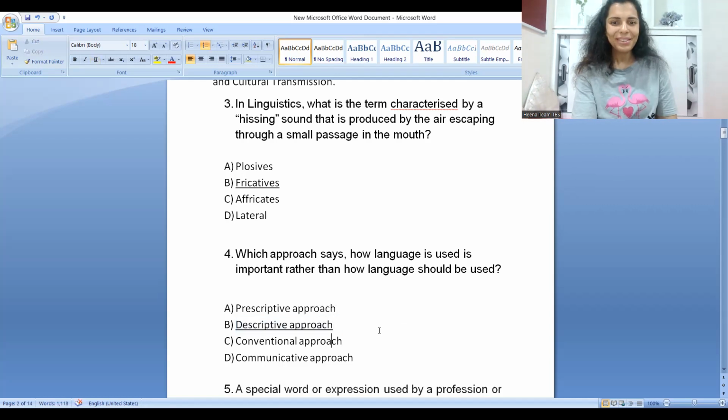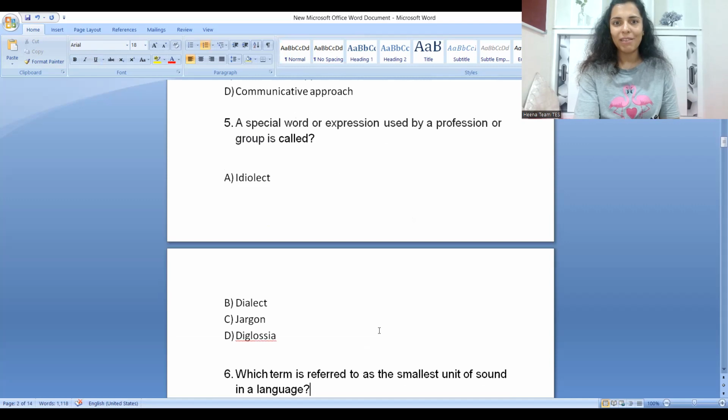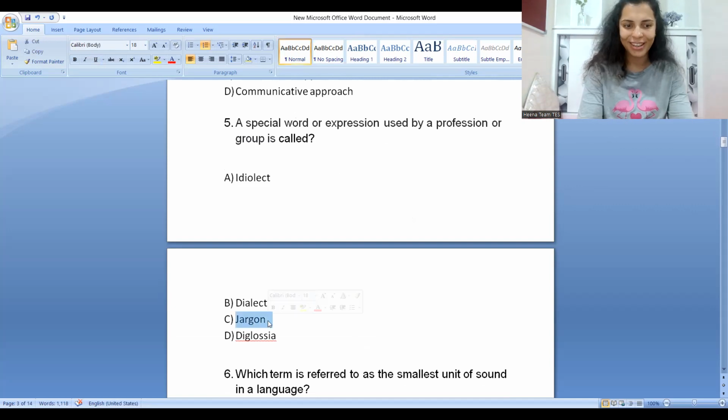Okay? चलिए. Question number 5. A special word or expression used by a profession or a group is called A, idiolect, B, dialect, C, jargon, or D, diglossia. A special word used by a profession or a group of people is called option C, jargon.